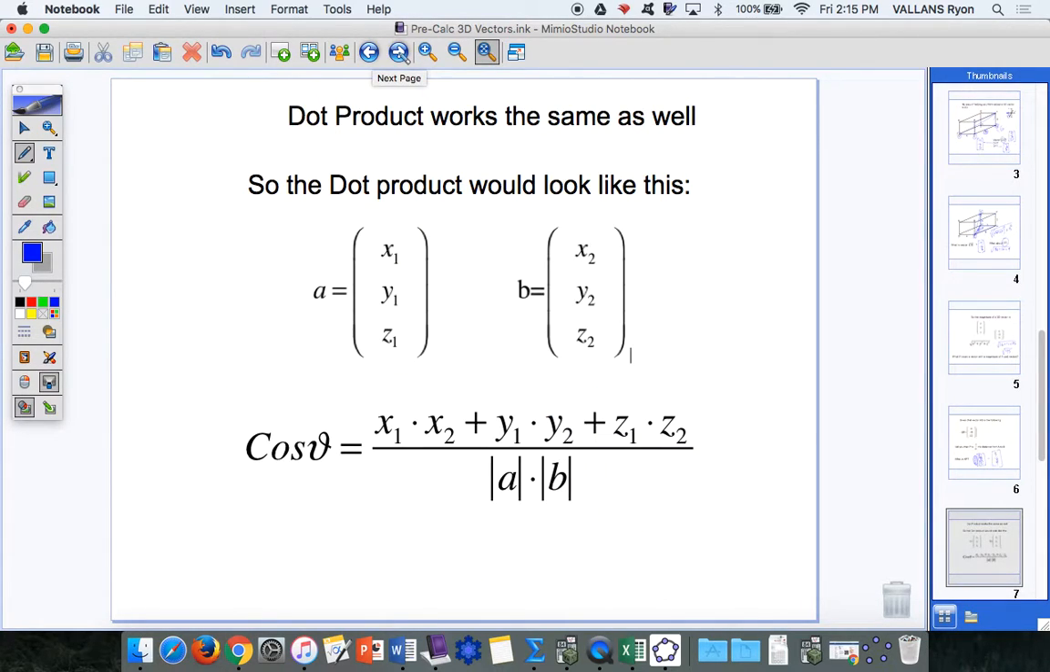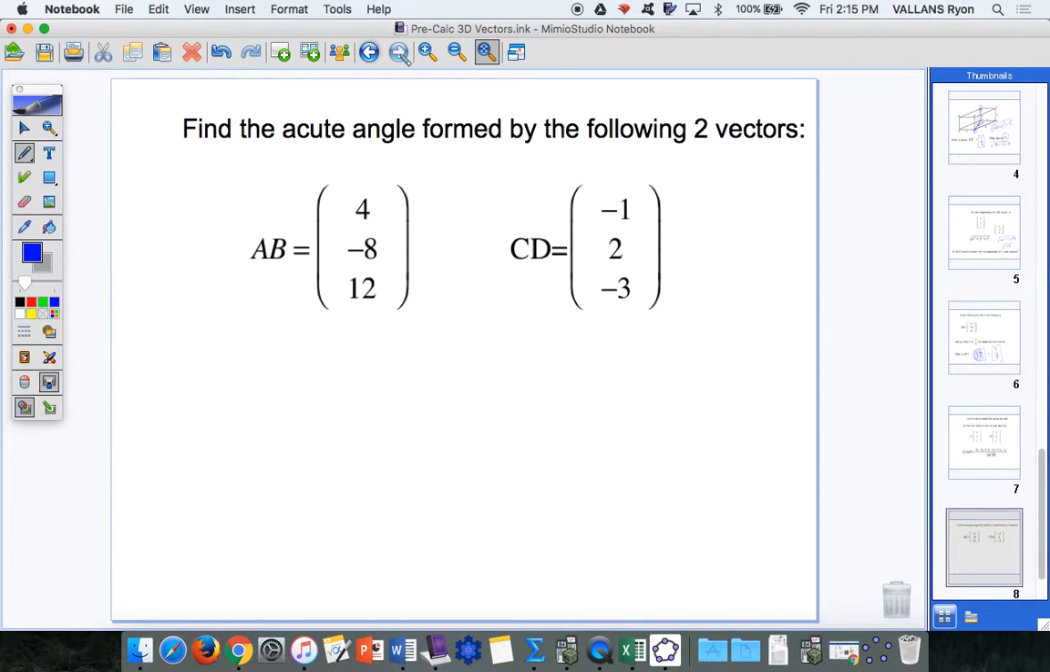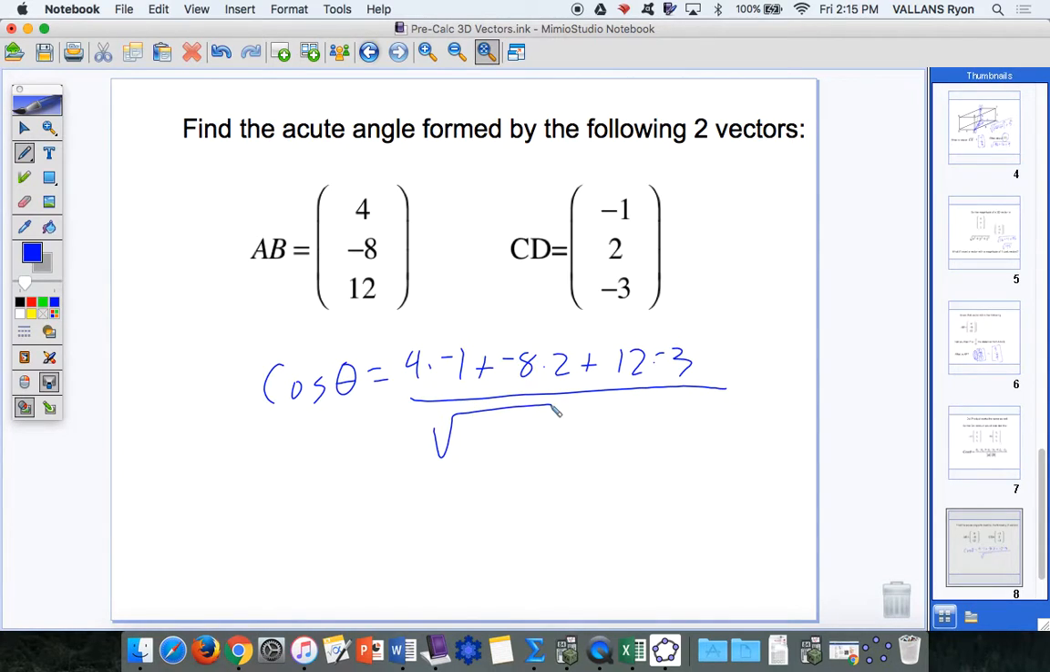Dot product works exactly the same as well. Not bad to take this down as notes, keep track of this one. What it looks like is this. If I had vector AB and vector CD, then cosine of theta equals 4 times -1 plus -8 times 2 plus 12 times -3 over the magnitude of AB, 16 plus 64 plus 144 times the magnitude of CD, 1 plus 4 plus 9.